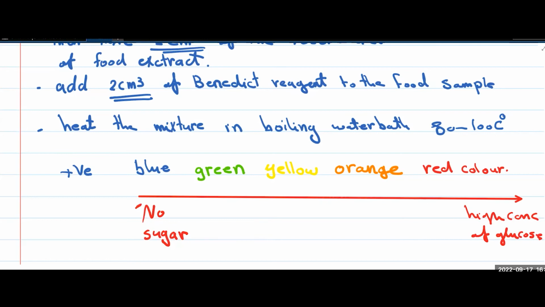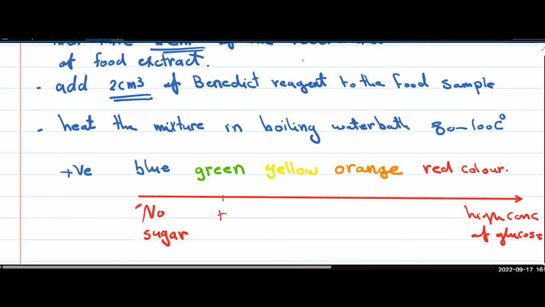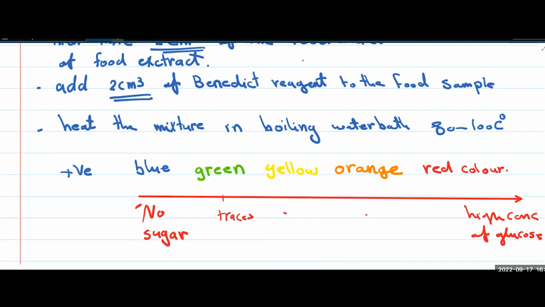Is it clear? Okay. And from here to here, more in traces, as we saw. Here is more and more. Here is the highest concentration of glucose. You got it? Okay. So this is the test of reducing sugar. Is it hard?